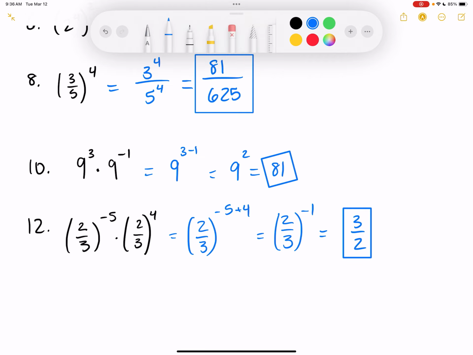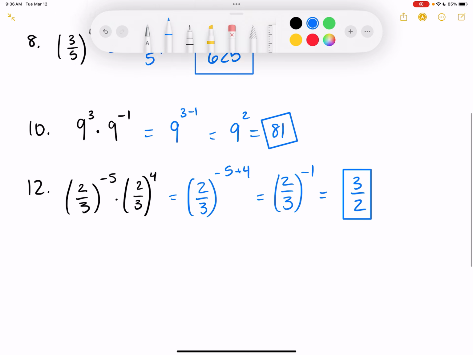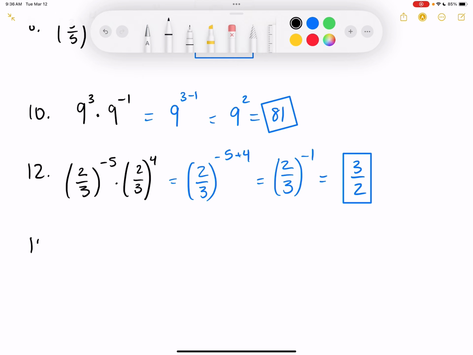Last one of this type. 14. All right, I've got a double parentheses here. So I've got a parentheses, then I've got another one with a 1/2 inside. The 1/2 is raised to the negative 5. Close the parentheses, all raised to the 2. Now, that's how they wrote it. So what would my first step be with this one?